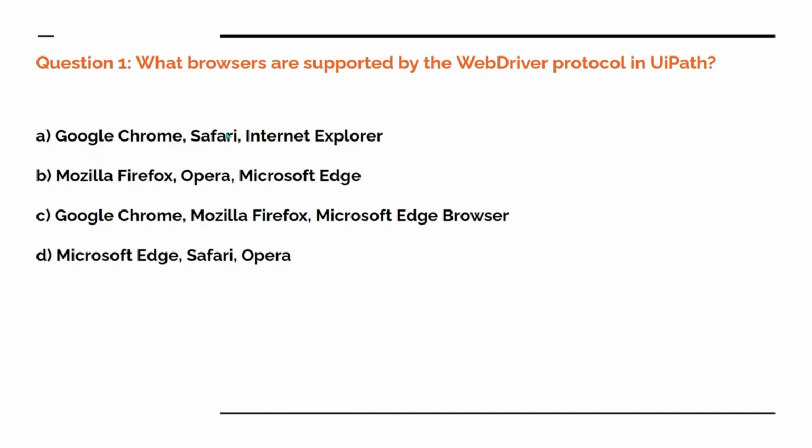Options: A, Google Chrome, Safari, Internet Explorer. B, Mozilla Firefox, Opera, Microsoft Edge. C, Google Chrome, Mozilla Firefox, Microsoft Edge browser. D, Microsoft Edge, Safari. Now tell me which one is the right answer. Pause this video and start commenting your answer in the comment section of the video.